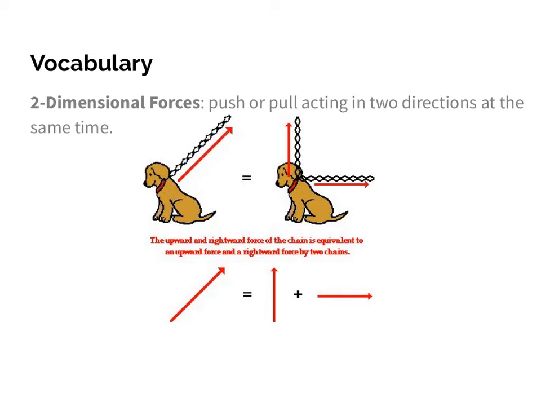So just like we talked about with vectors, while I'm pulling at an angle, I'm pulling both, in this case, backwards to the right, and I'm also pulling the dog up at the same time. So this angled force has two components, both in the upward direction and in the rightward direction.